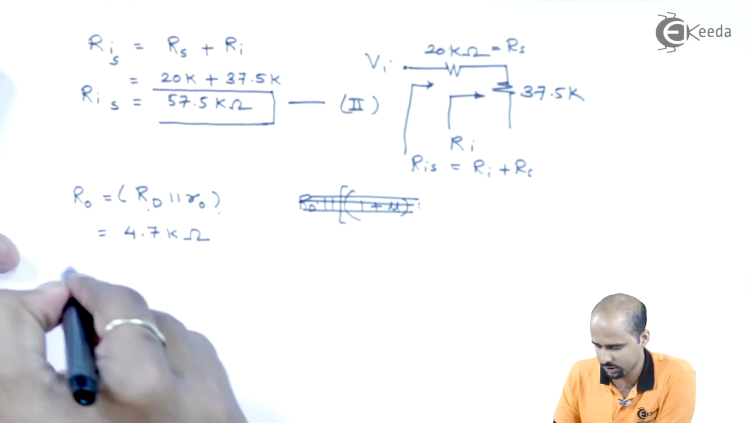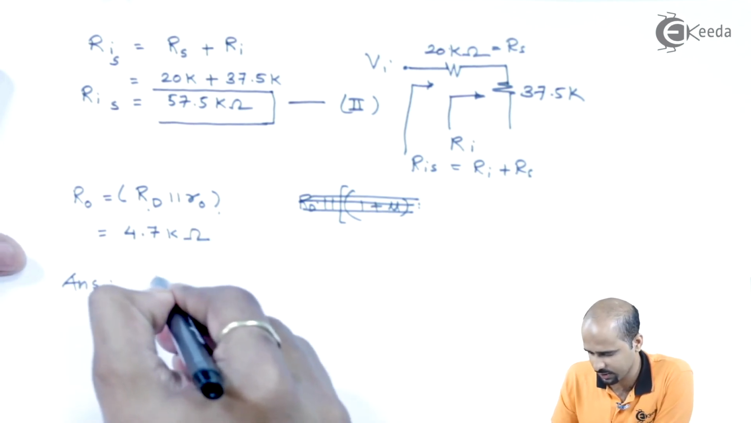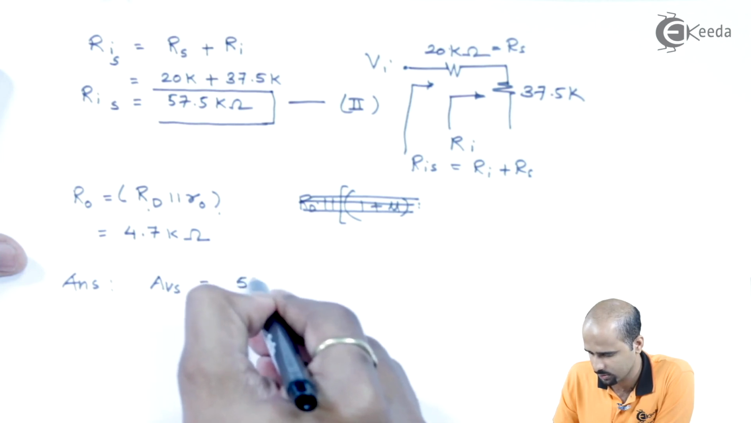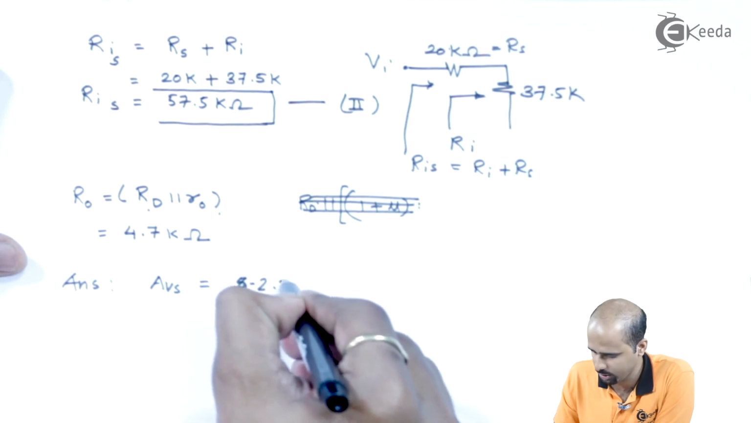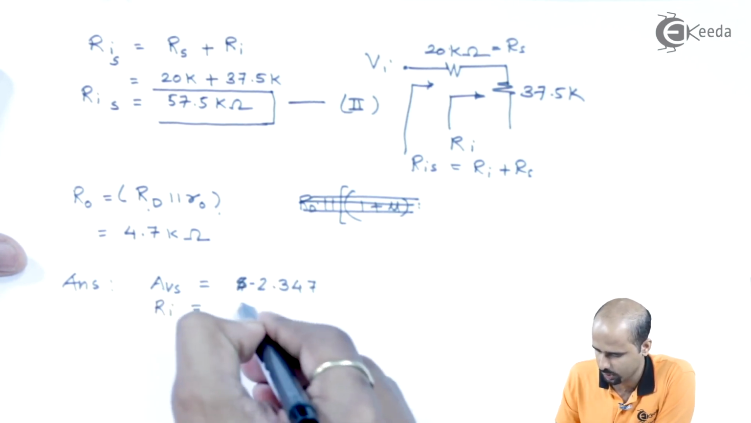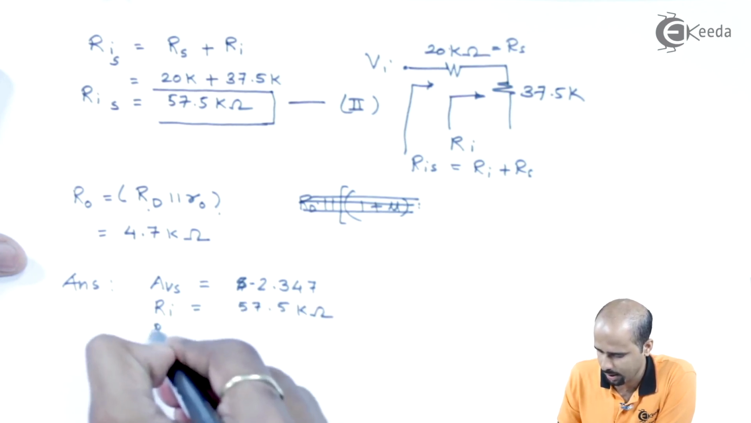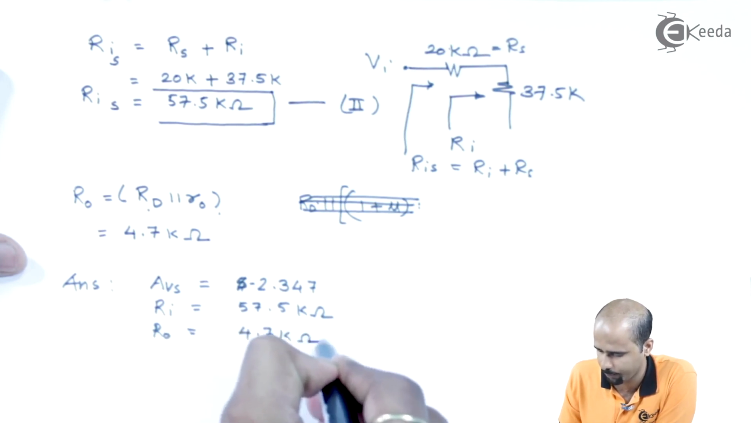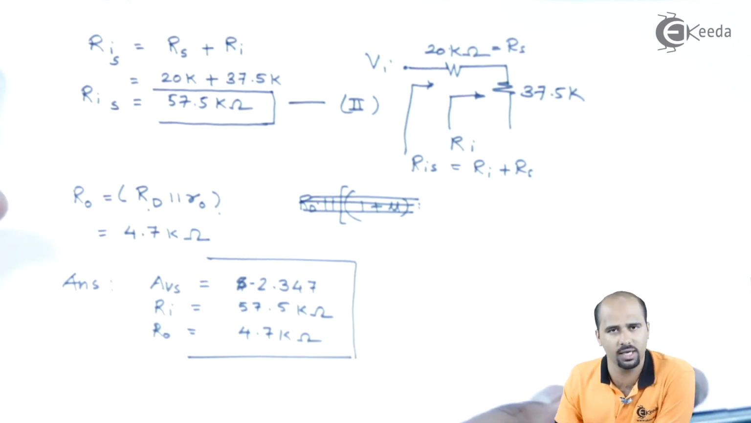So far we have got the answers. First, AVS is minus 2.347, then Ri is equal to 57.5 kilo ohm, Ro is equal to 4.7 kilo ohm. So these three values will be your answer part.